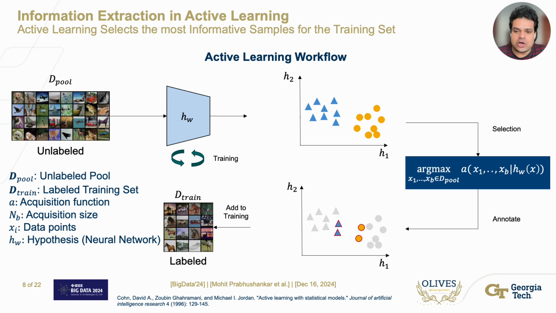All right, so let's talk about the first part, which is going to be about the definition of active learning. The goal in active learning is that we want to select the most informative samples in our training set.